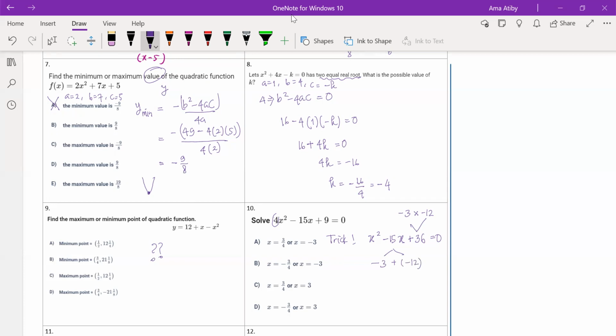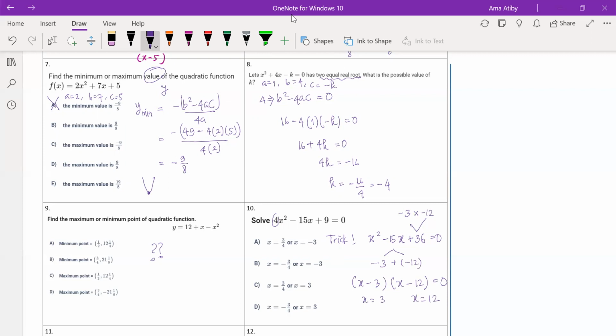After you get this, you just need to write it as the factors (x minus 3) and (x minus 12) equals 0. So you will get x equals 3 and x equals 12. So now here comes the trick.